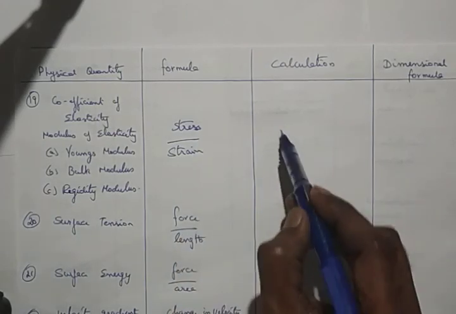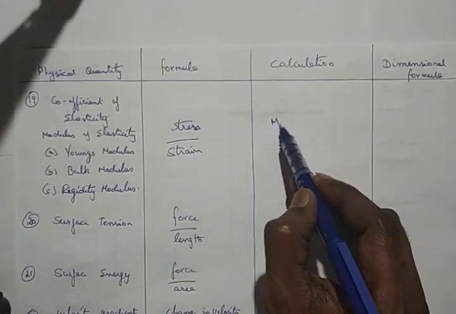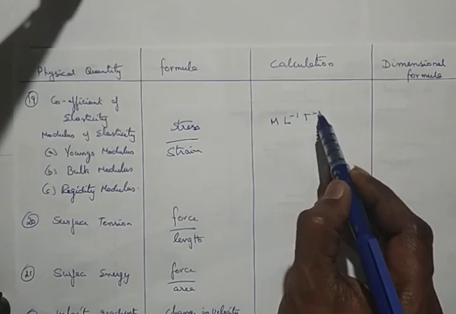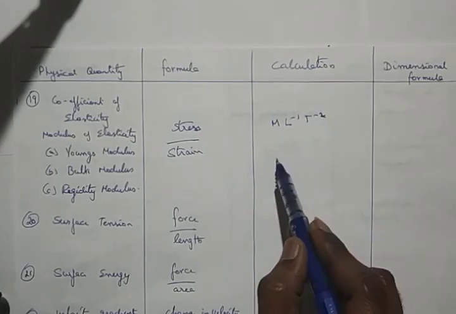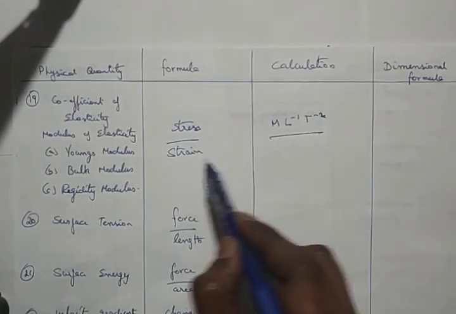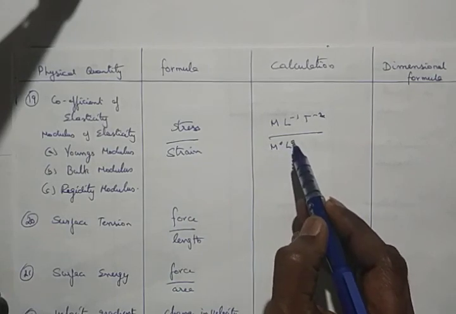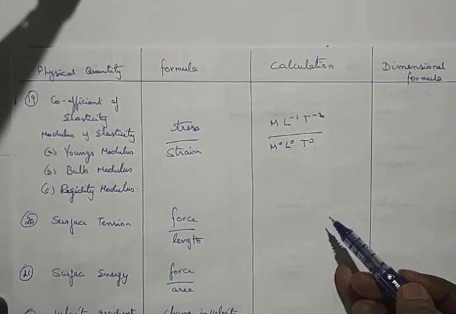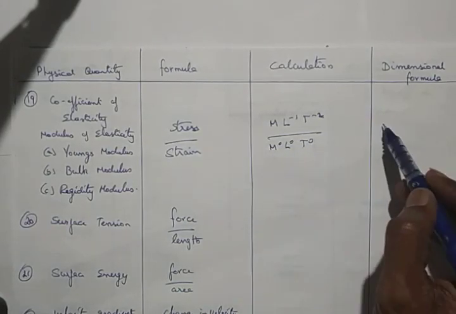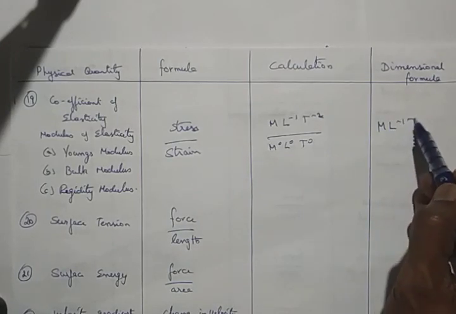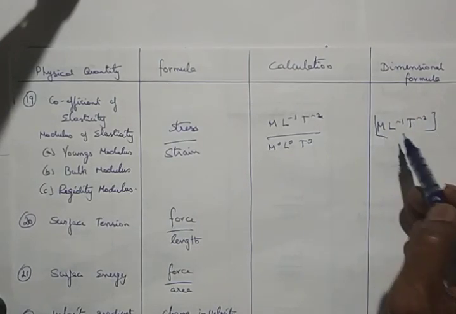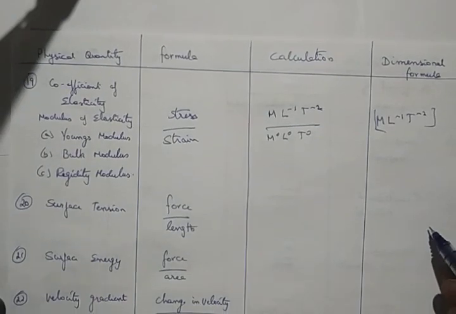Stress upon strain, we know the stress formula, M L minus 1 T minus 2. It is the same formula for pressure. And strain has no dimension. It doesn't have any dimension. So it finally carries the same dimension as that of pressure or as that of stress.